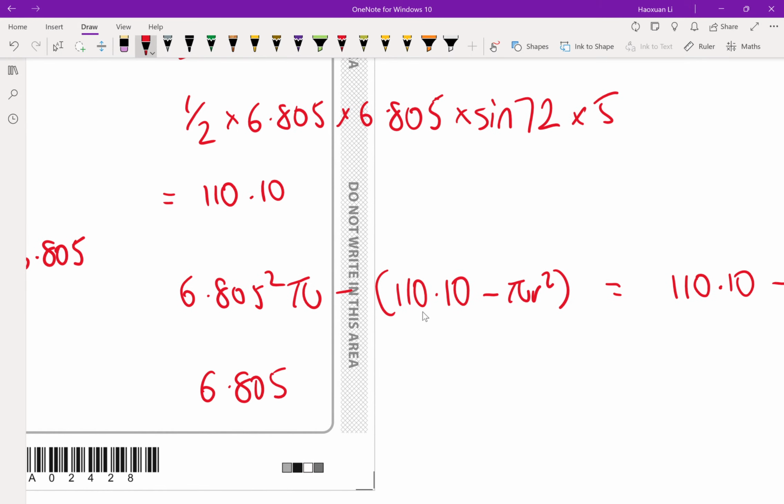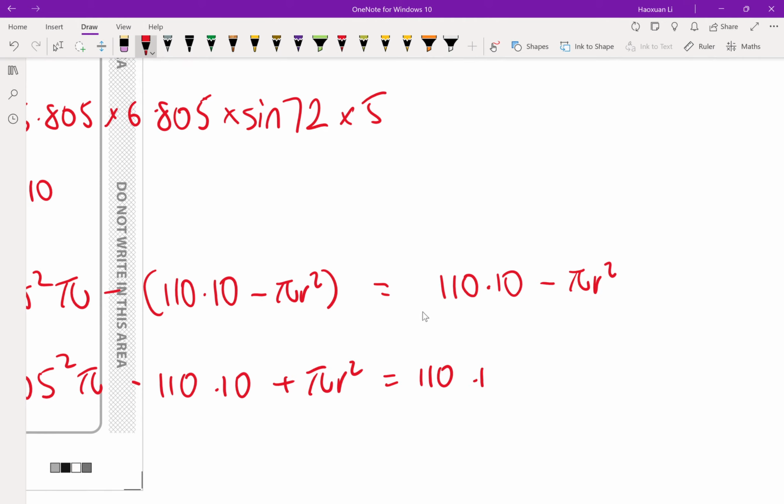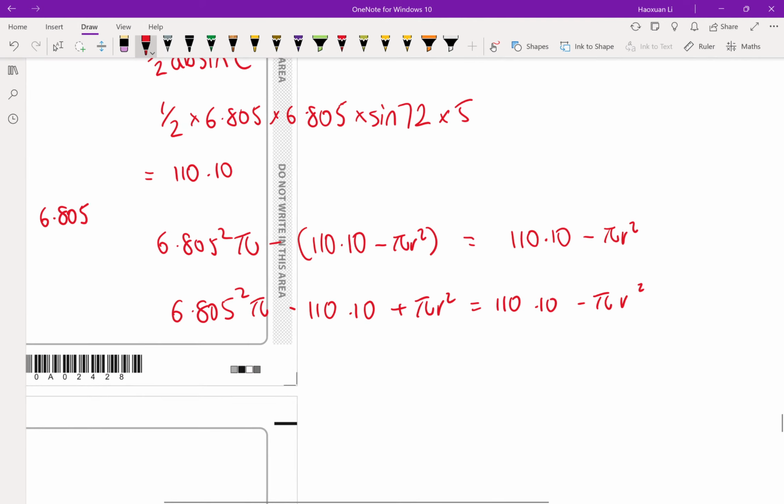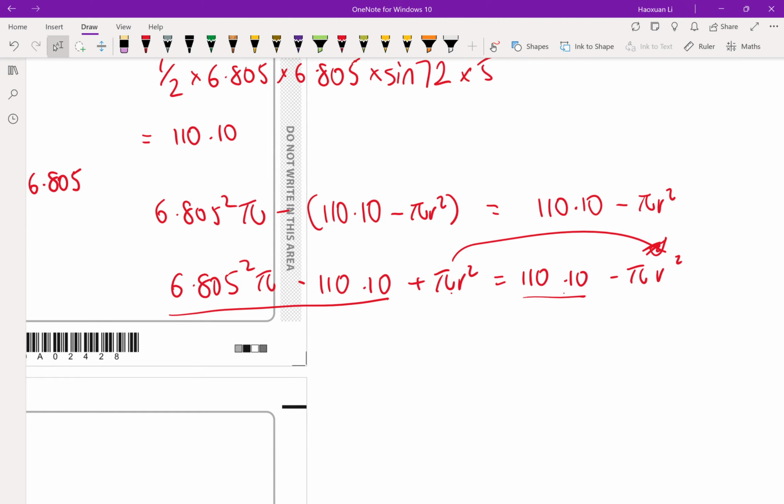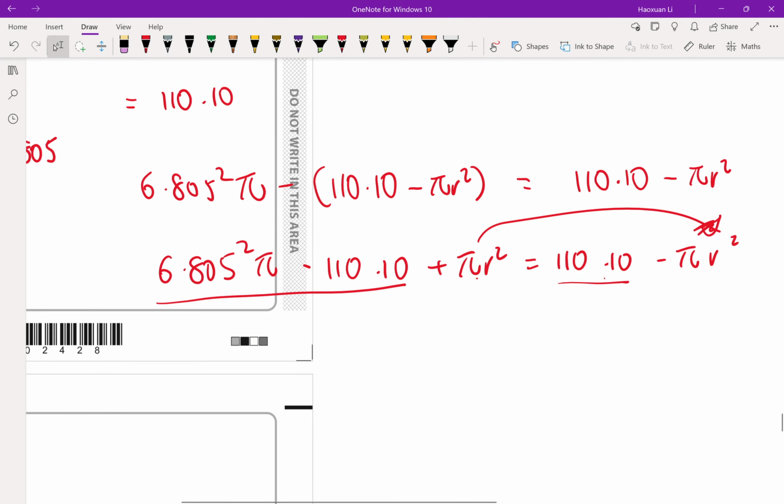So 6.805 pi minus 110.10 plus pi r squared is equal to 110.10 minus pi r squared. So here we can move all the value of numbers to here and move the pi r squared there. By this means you can just put everything into a calculator. So 2 pi minus 110.10 minus 110.10.